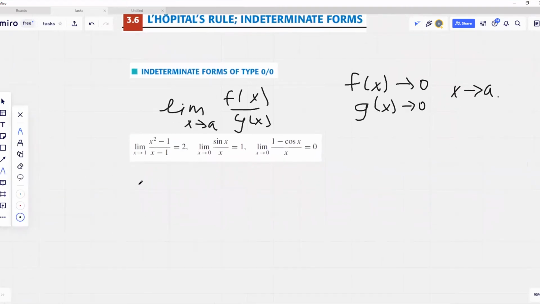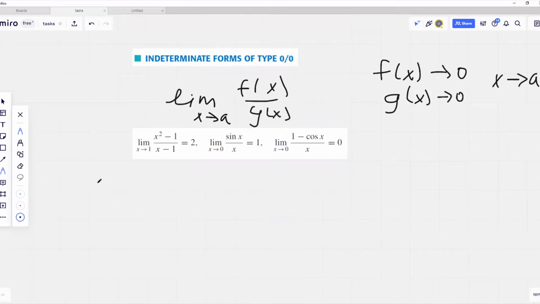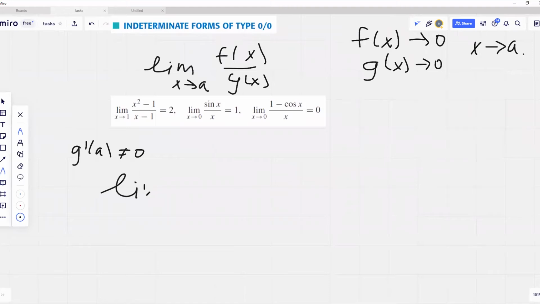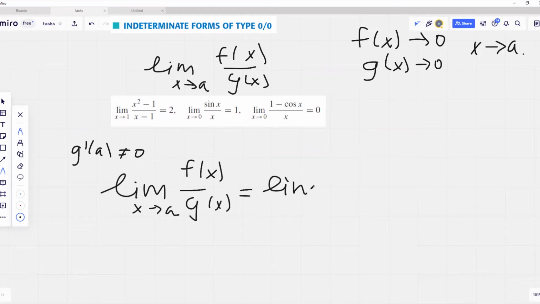Now let's assume that functions f and g are differentiable, and that their derivatives are continuous at point a, and let's also assume that g prime at point a is not equal to 0. Then we can use local linear approximation to approximate these two functions using their tangent lines near point a.